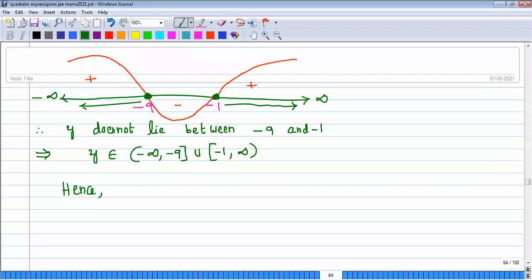Hence, we are asked the range of the function. The range is generally represented by an interval. That is negative infinity comma minus 9 union minus 1 comma infinity. This is the answer. Instead of range, you may be asked another question also: find the maximum and minimum value of the rational function. The same procedure needs to be applied.